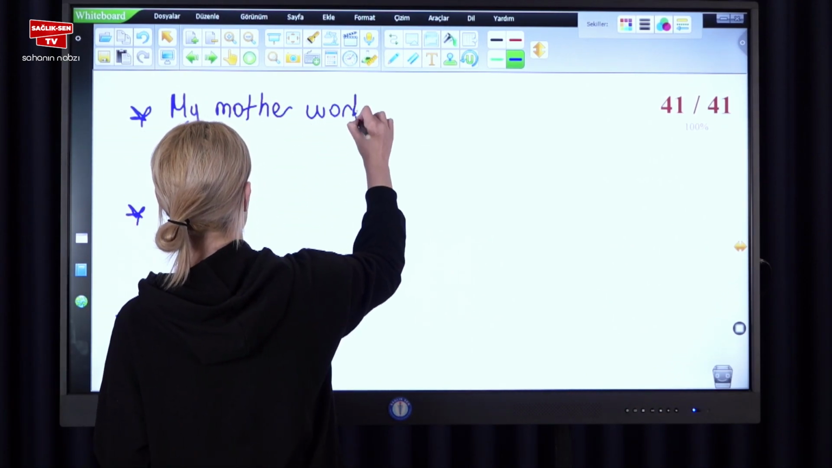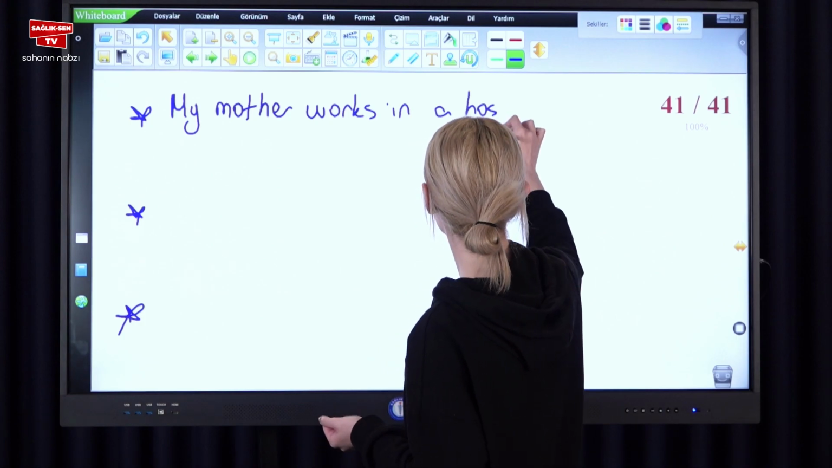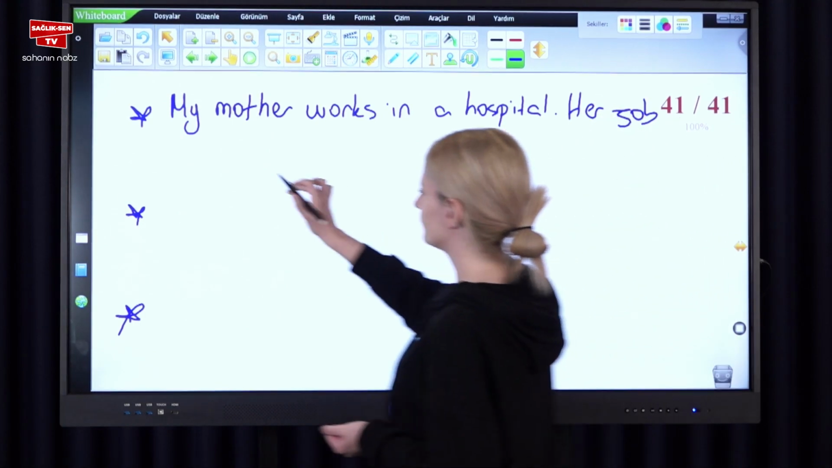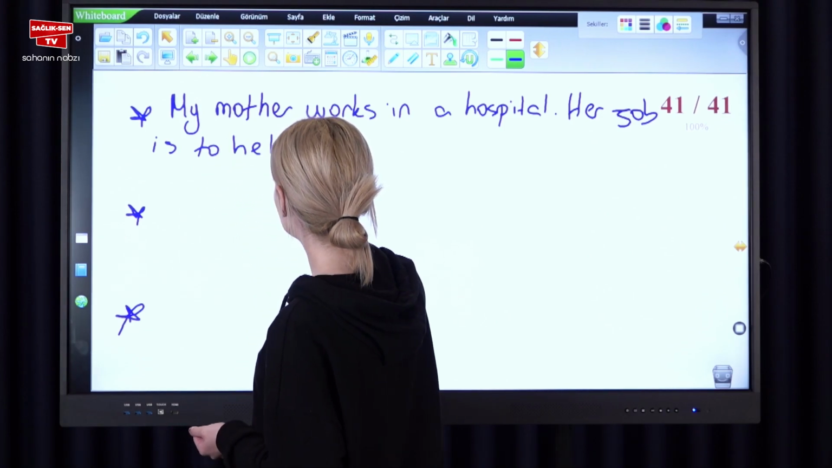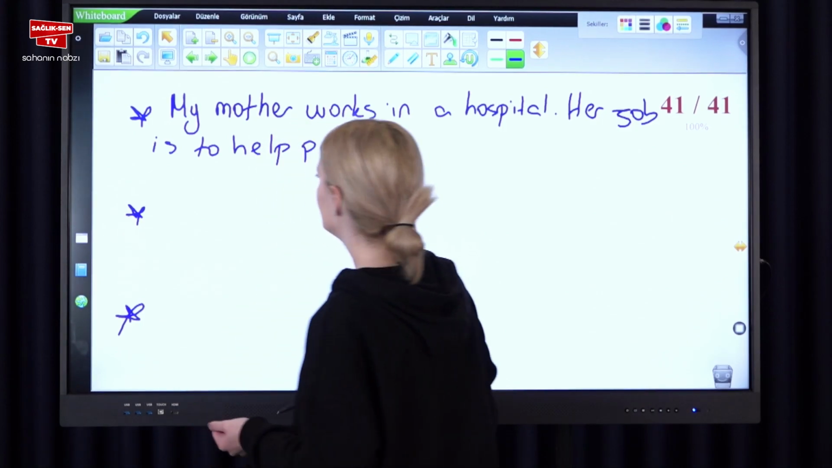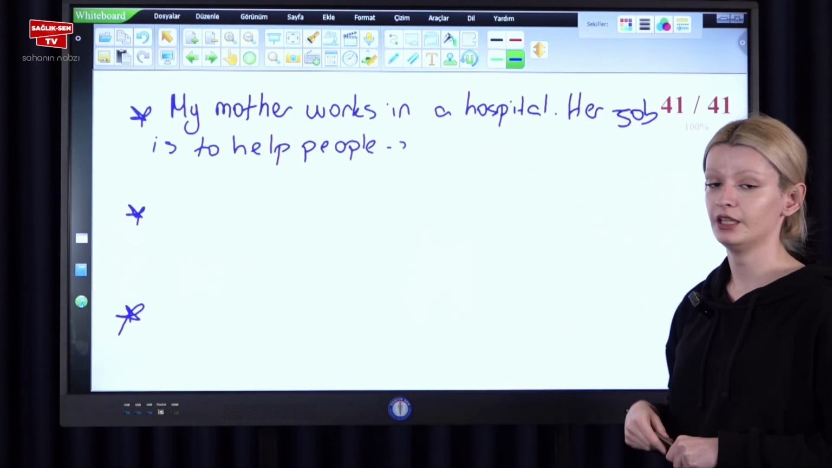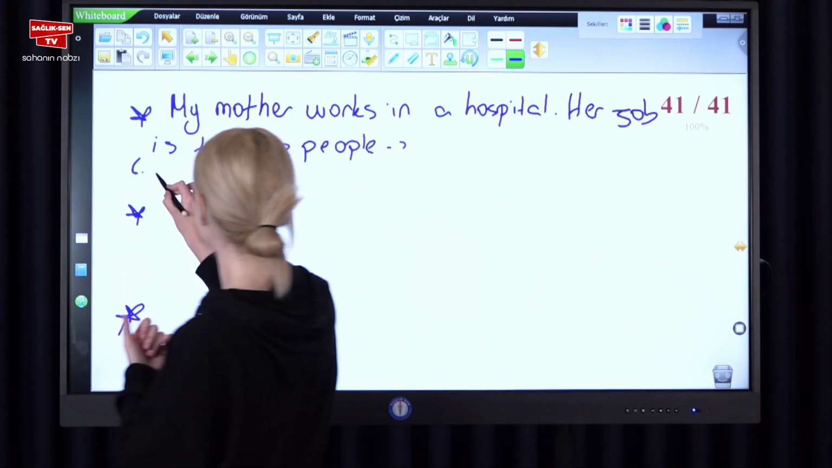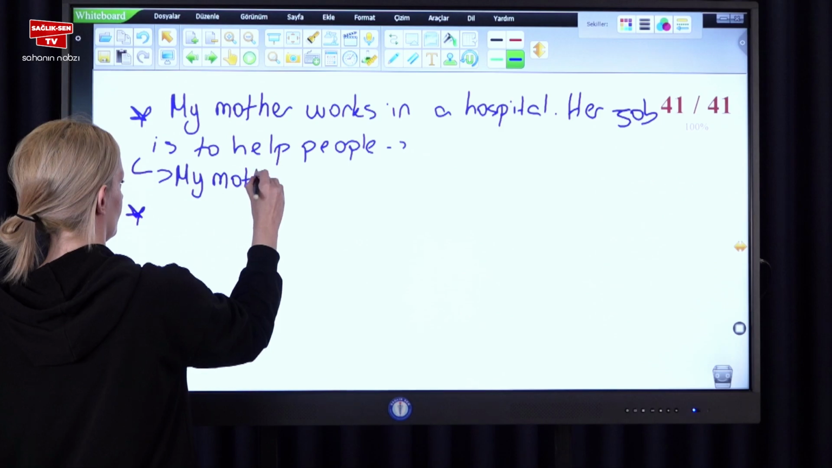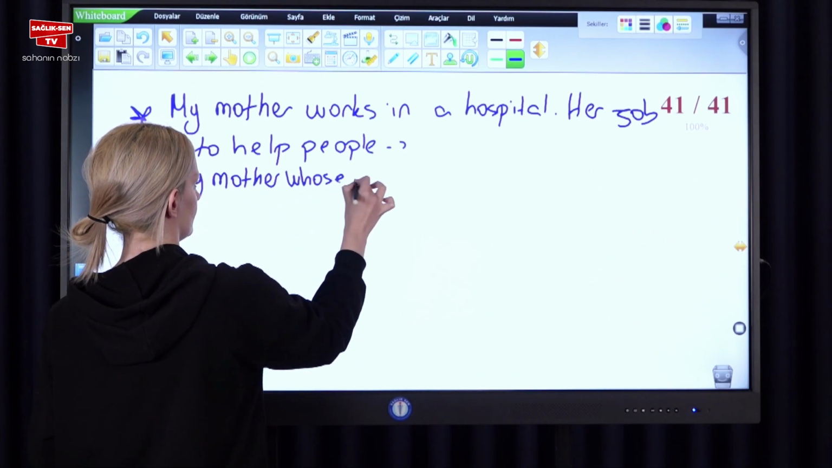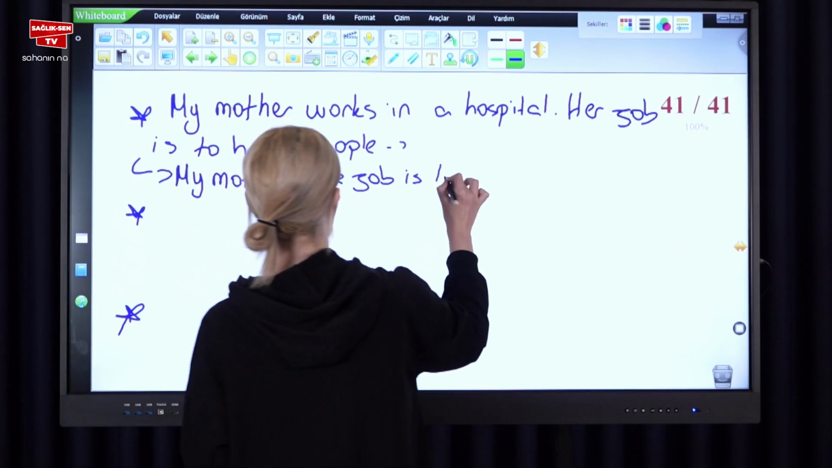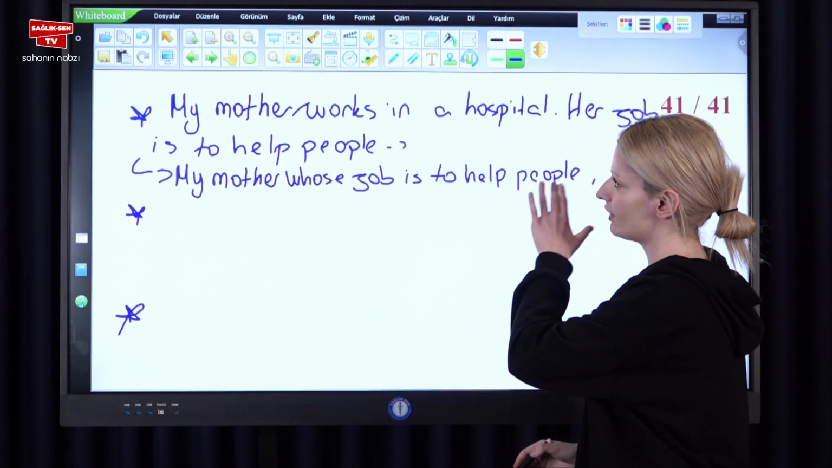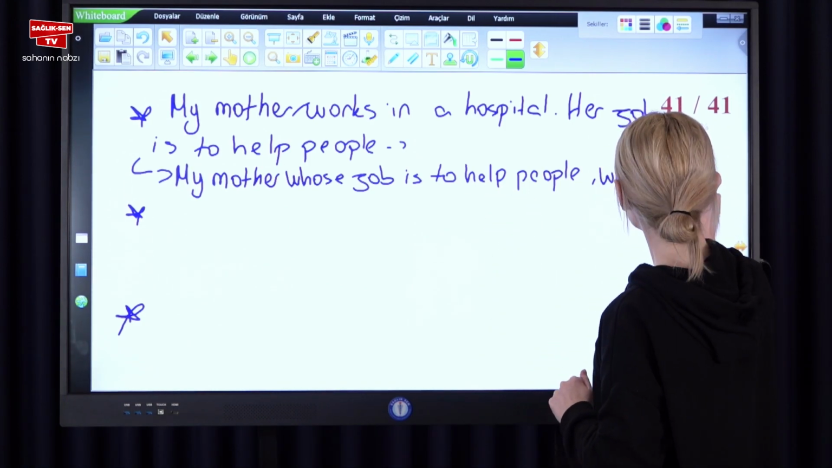My mother works in a hospital. Her job is to help people. You can understand the possessive adjective in the second sentence, so I am going to combine these sentences using whose. My mother, whose job is to help people. Then I go back to where I left, works in a hospital.